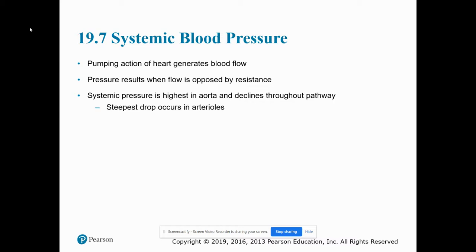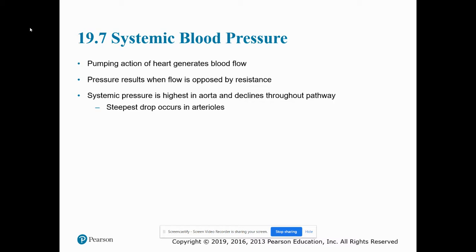All right, then we have systemic blood pressure. The pumping action of the heart generates blood flow. That makes sense, right? The heart pumps and blood flows. And pressure is going to result when flow is opposed by resistance. Systemic pressure is highest in the aorta and declines throughout the pathway. Again, that makes sense because the left ventricle, that thicker ventricle, is going to be pumping, and the first place the blood goes after it leaves the ventricle is into the aorta. And then from there, it's going to go into smaller and smaller vessels.